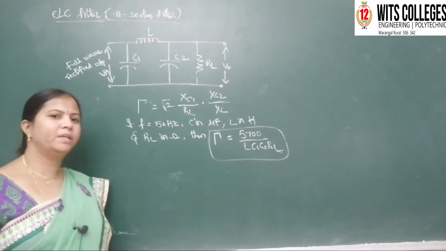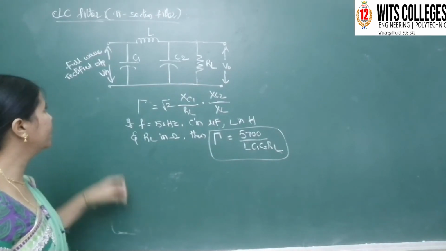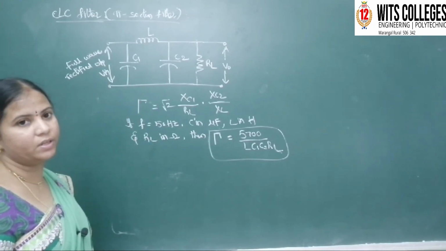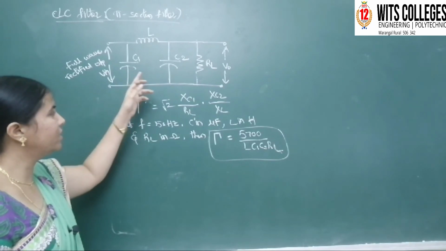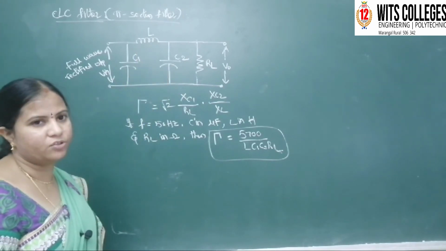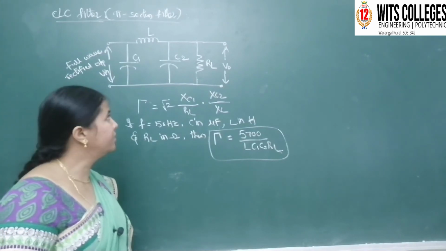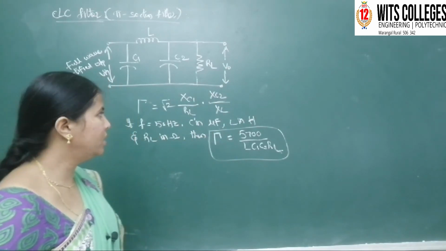The next topic is the CLC filter or pi section filter. Here we give the full wave rectifier output as the input to the CLC filter. This filter is nothing but a capacitor filter combined with the LC filter. At the load resistor RL we take the output voltage V0.